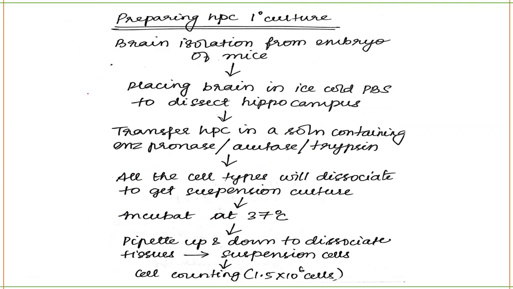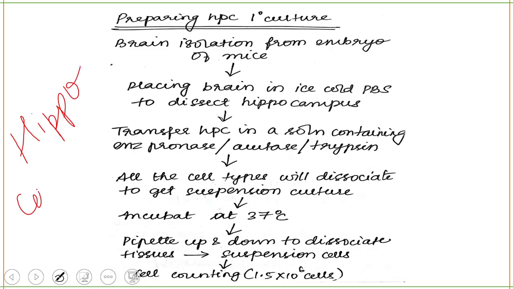Okay, so how do you prepare a primary cell culture? Let's understand the preparation of primary cell culture with the help of an example. We are going to culture the hippocampus. The hippocampus is a portion of your brain which is involved in short-term memory, learning, all of these things. The hippocampus is very important, so we are going to culture it.